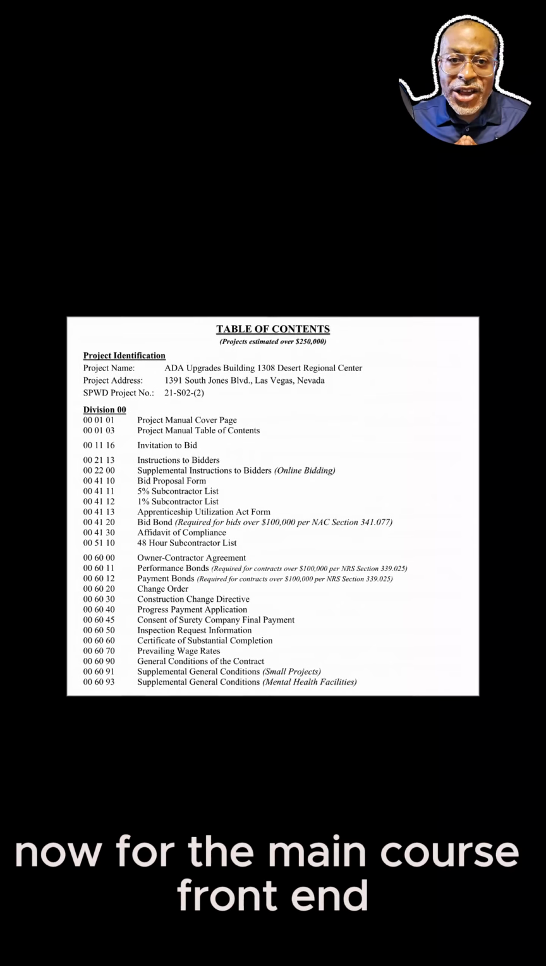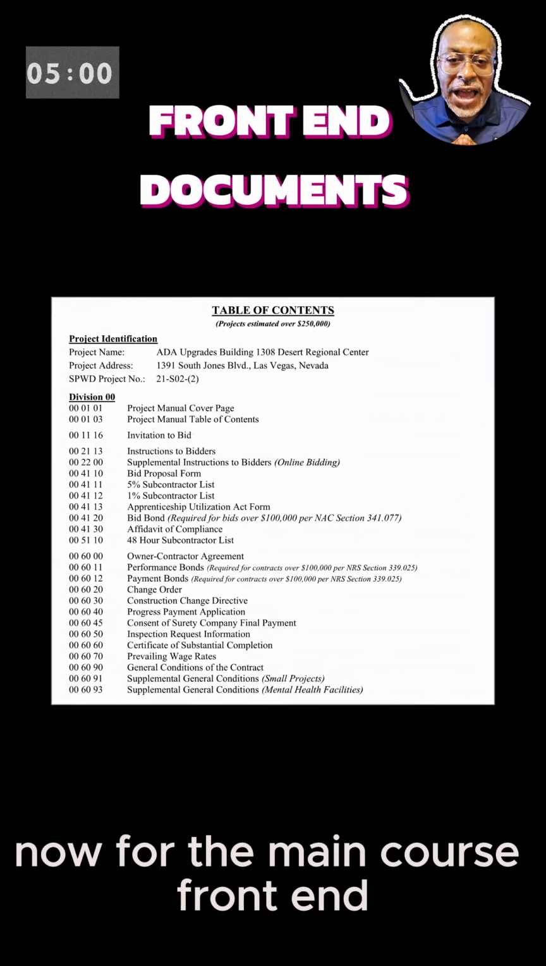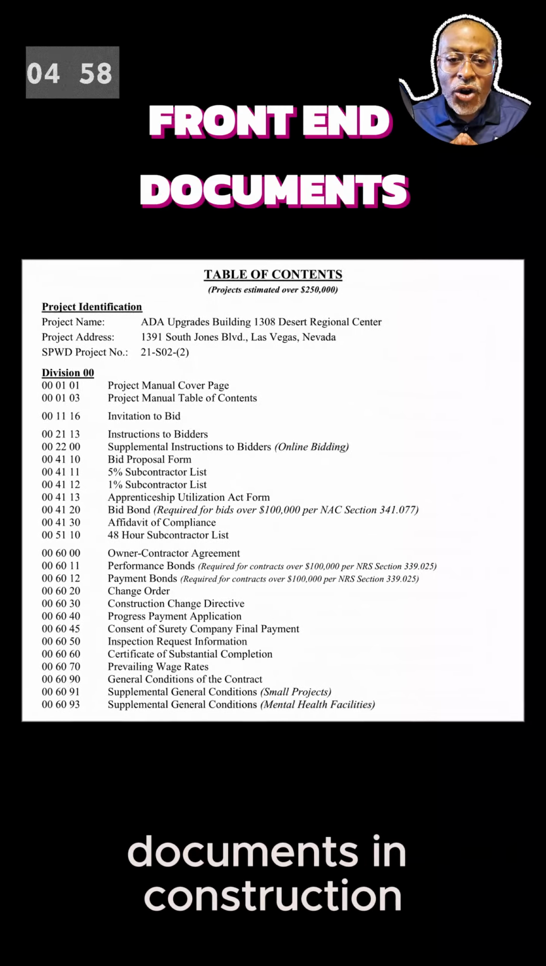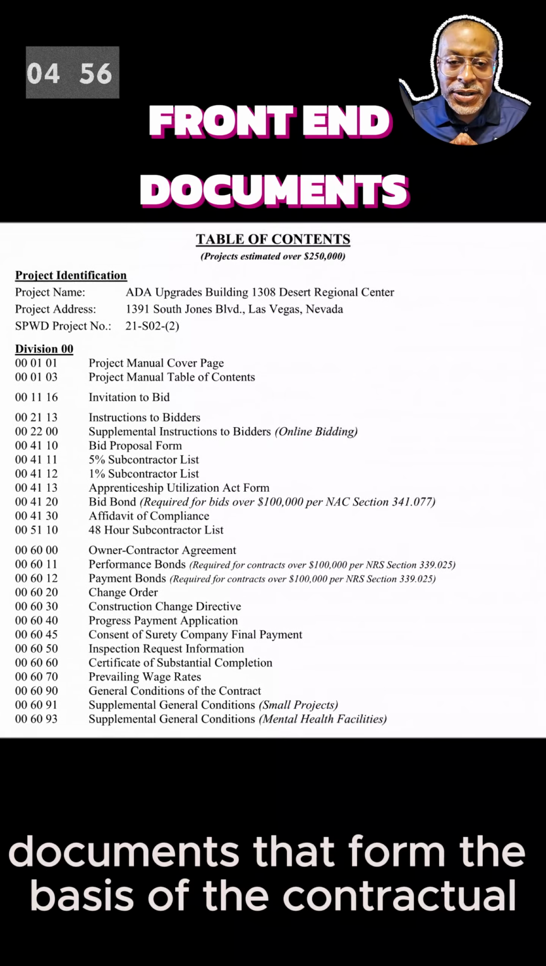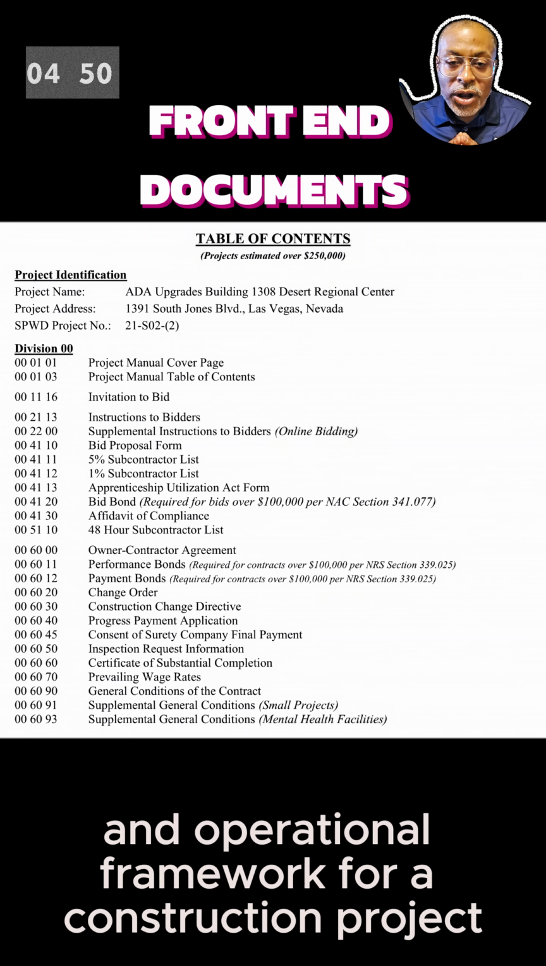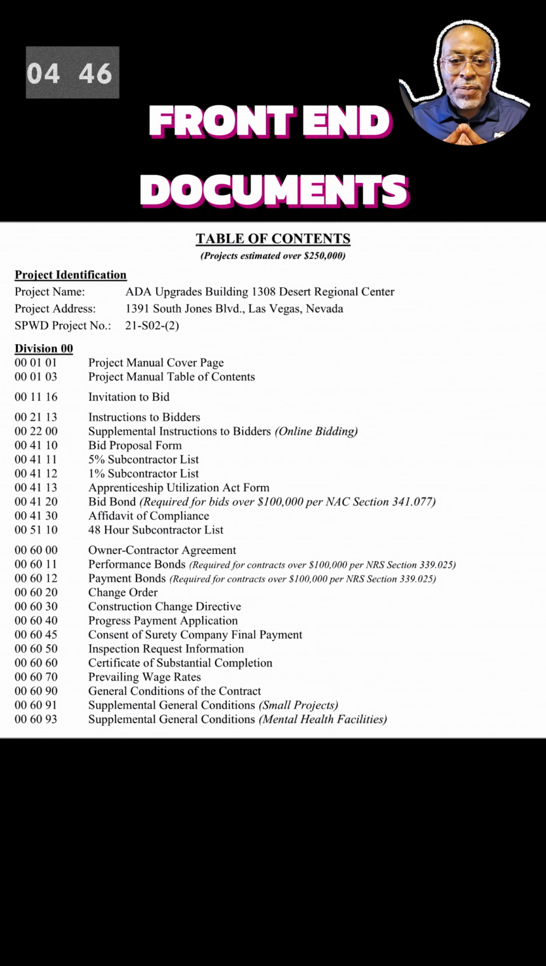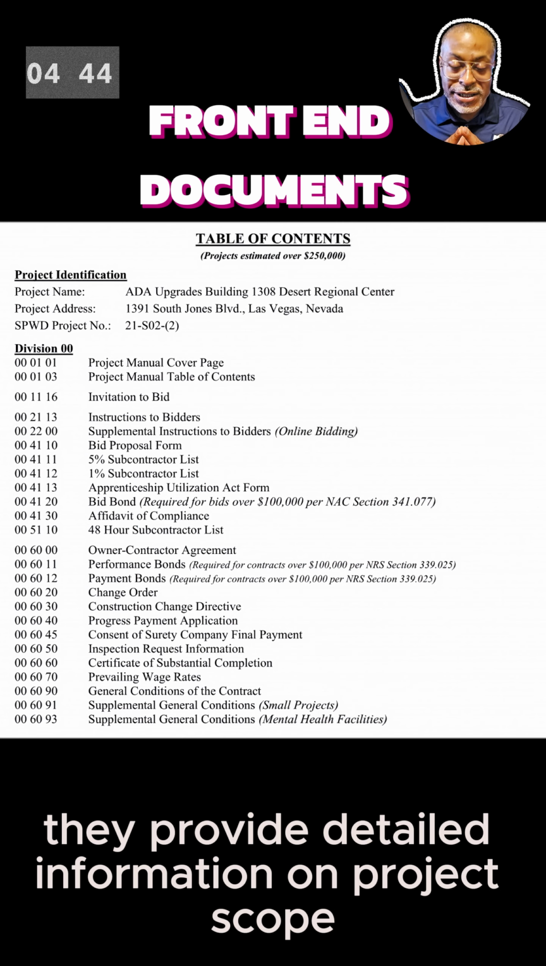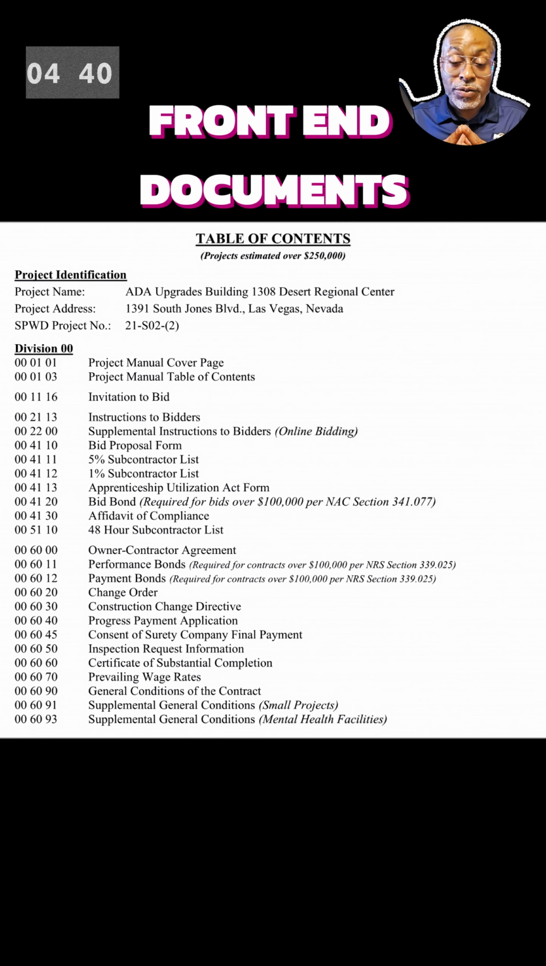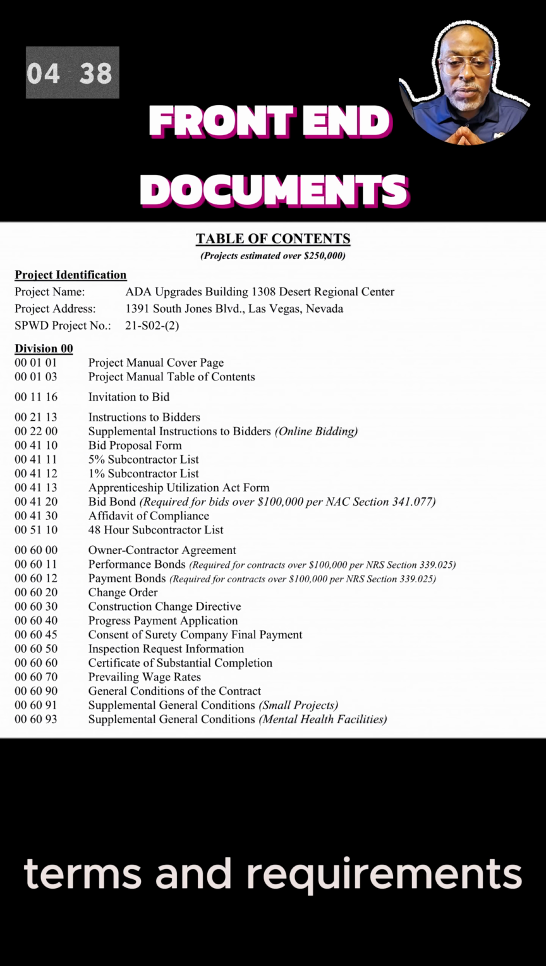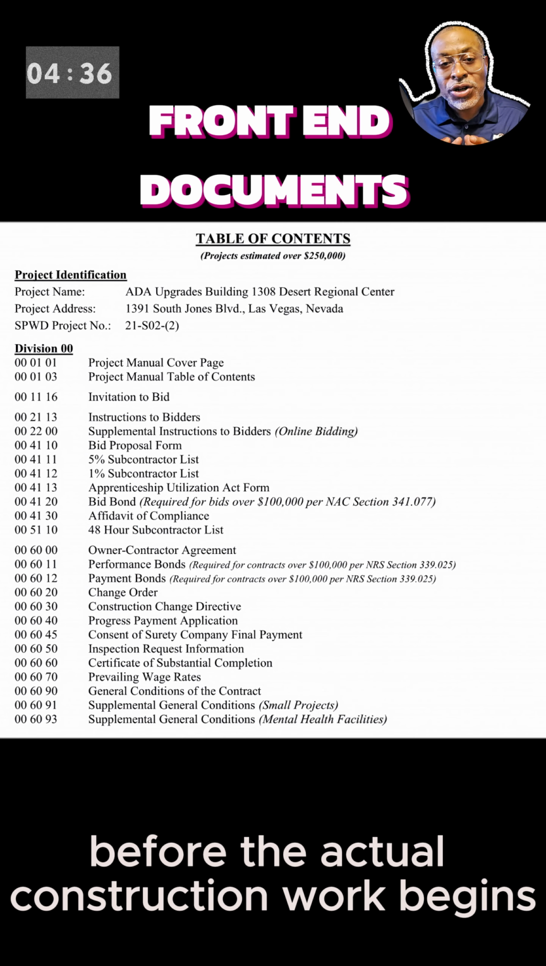Now for the main course. Front-end documents in construction are essential documents that form the basis of the contractual and operational framework for a construction project. They provide detailed information on project scope, terms, and requirements before the actual construction work begins.